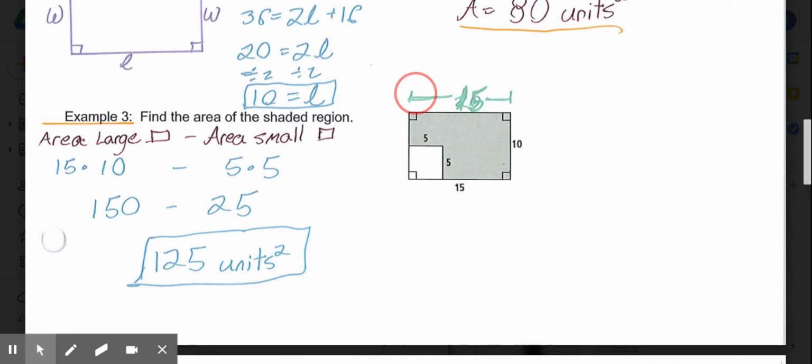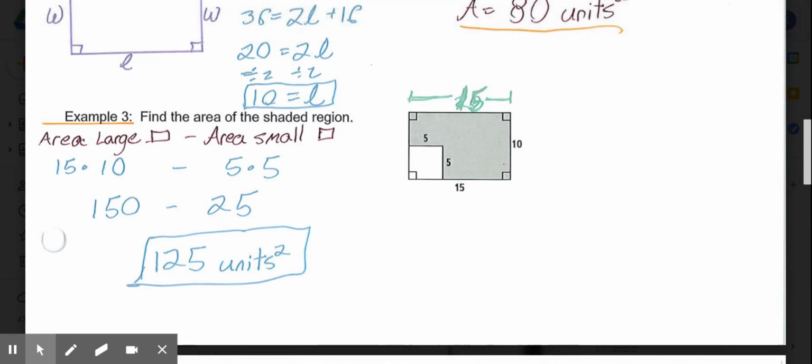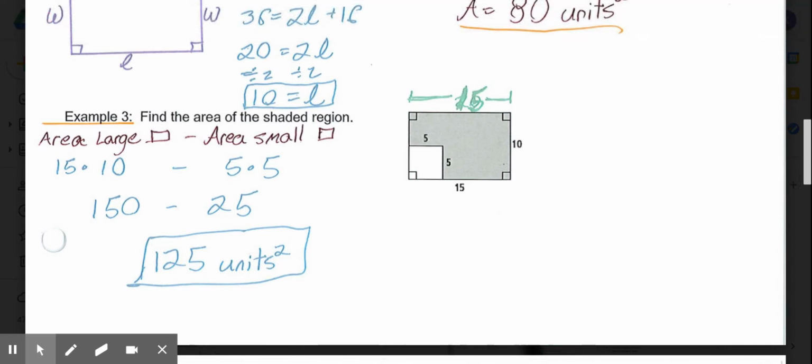So if the big rectangle is 15 long and 10 wide, we know its area is 150 square units. The smaller rectangular square in this case is 5 by 5, so its area is 25. So 150 minus the 25 leaves us with the area of the shaded region being 125 square units.